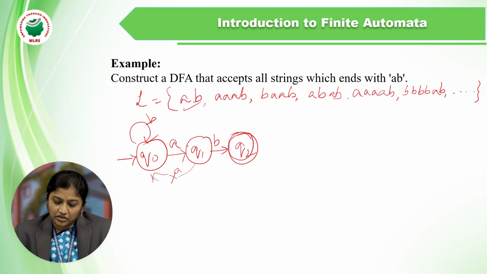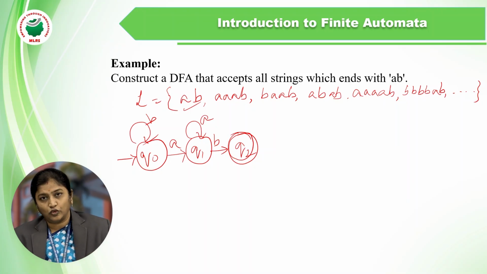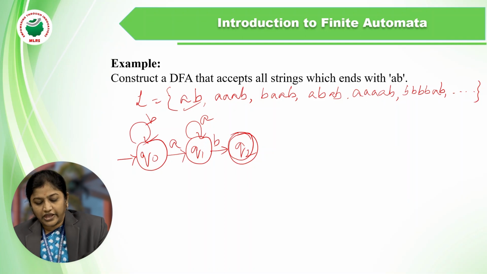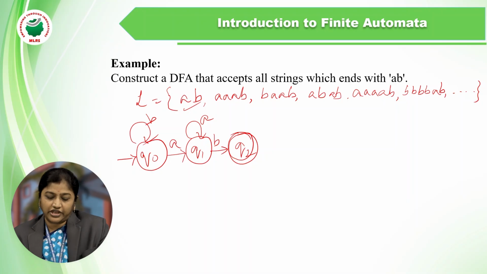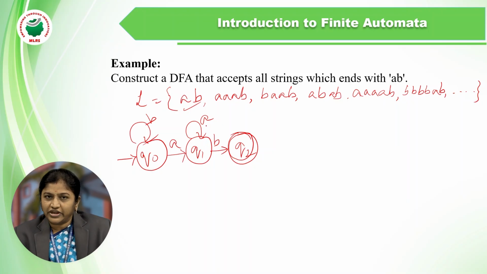So this A should not go forward. If we take a loop here, it works for odd as well as even numbers of A's. See, 1 A is already there, and again if there are more A's, it should still end with AB only. So we can take this loop, which indicates that it may or may not occur. A loop indicates n number of A's, may or may not be.